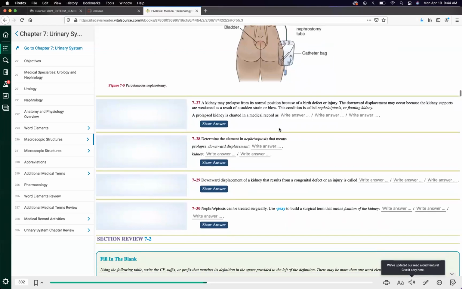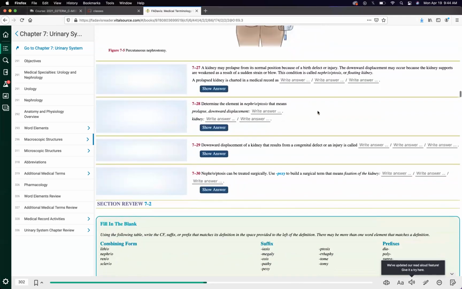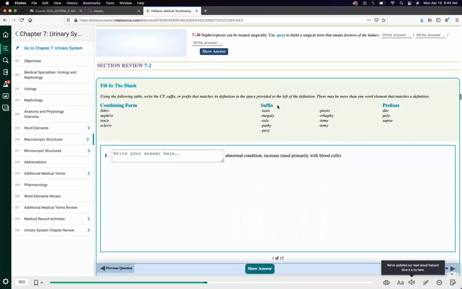That bag, better pay attention to it. Ptosis, prolapse, going down, displacement, you know that.